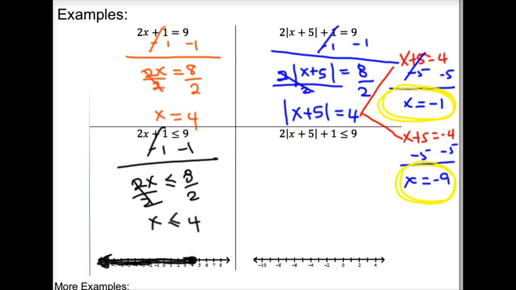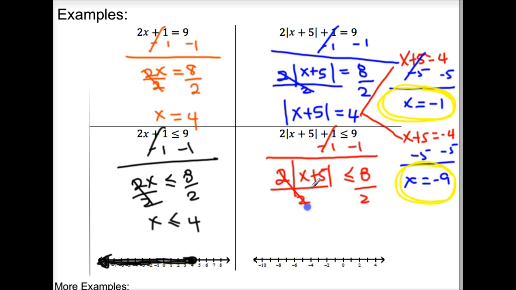We're going to do somewhat the similar thing, get only the absolute value by itself. Minus 1 on both sides first. 2 absolute value of x plus 5 is less than or equal to 8. Then I want to divide by 2. Remember, get rid of my plus first. Because this is multiplication, that's the last thing I'll get rid of. This becomes absolute value of x plus 5 is less than or equal to 4.